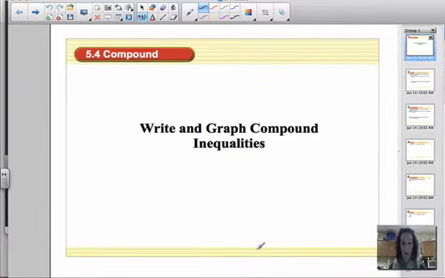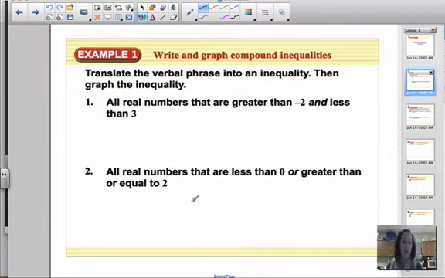Alright, this is 5.4, Writing and Graphing Compound Inequalities. The first thing we're going to do, similar to what we did prior lesson, is translating verbal phrases into an inequality. However, this time it is a compound inequality.